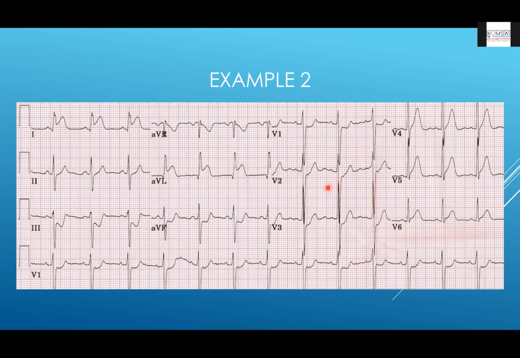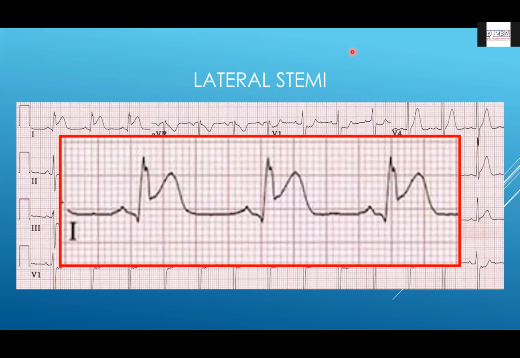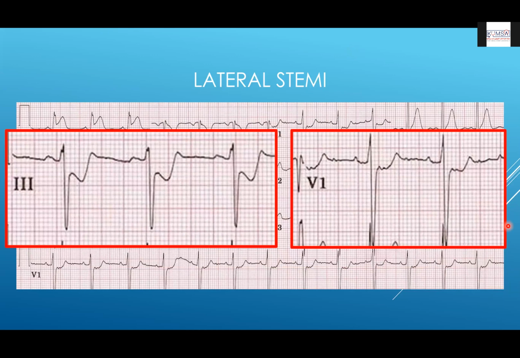Looking also at our reciprocal changes, a lateral ST elevation MI can cause reciprocal changes in inferior leads as well as septal leads. I'll give you a closer look. That's the ST elevation in lead 1, about 2 or 3 millimeters. And these are the reciprocal changes. I've got reciprocal changes in lead 3 and V1 as well. V1 is considered a septal area for the ECG.